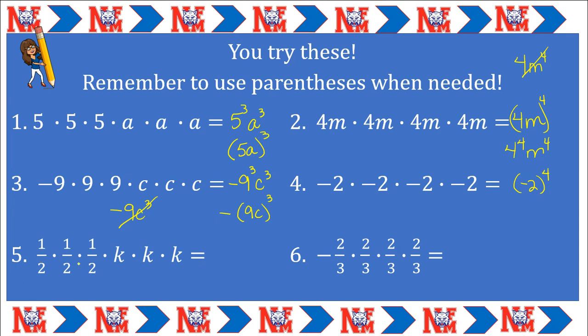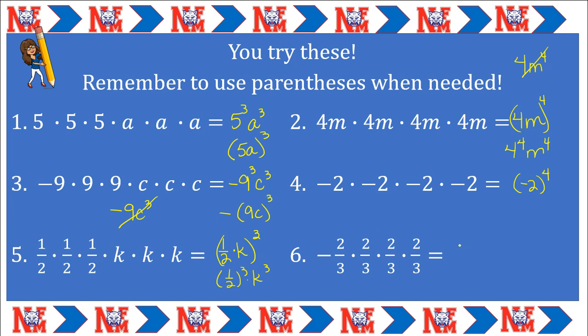So we have 3 1/2's and 3 k's being multiplied. We can say 1/2 times k, all raised to the third, which is how I would write it, or 1/2 to the third times k to the third. Either way you write it, make sure that the fraction does have parentheses.